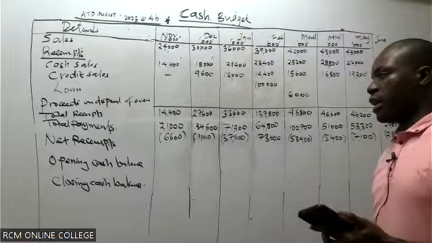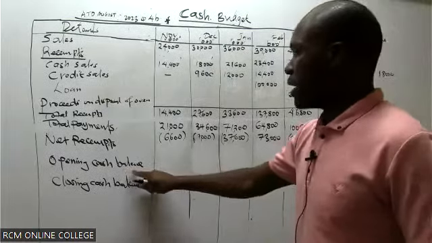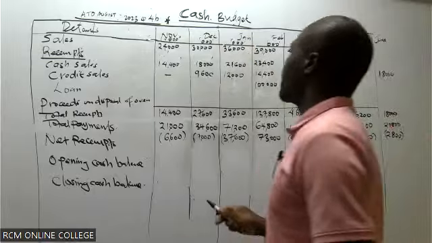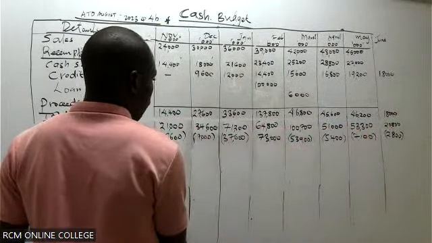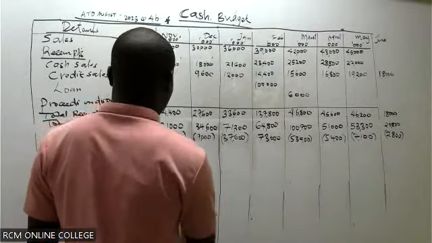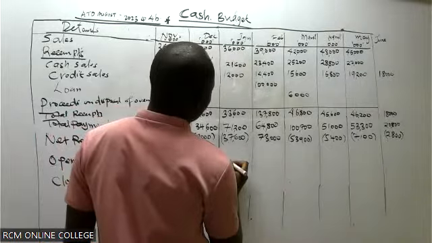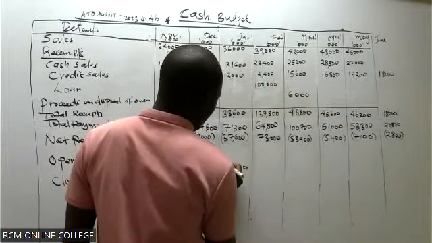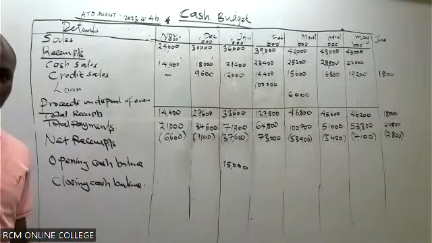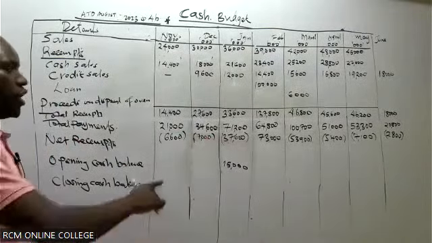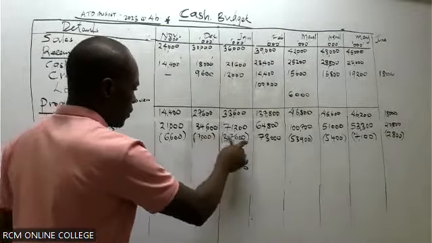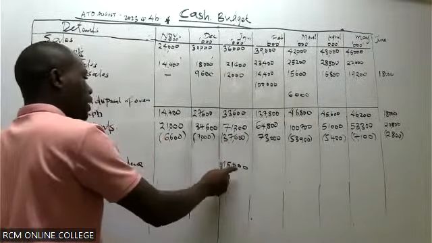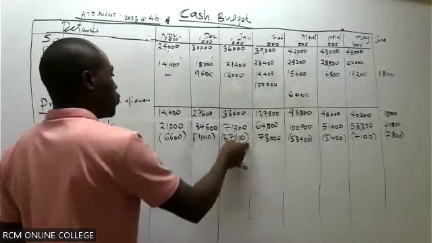So tuende hapo hivyo tuangalie opening cash balance of January. Opening cash balance of January is 15 million. Sasa hapo unaweza kuwa na ukora yako January, the opening cash balance hapa January ni 15 million. So the net receipts for the current period is negative 37,600 or overdraft of 37,600. Then they have an opening cash balance of 15. So it means going to reduce this overdraft.